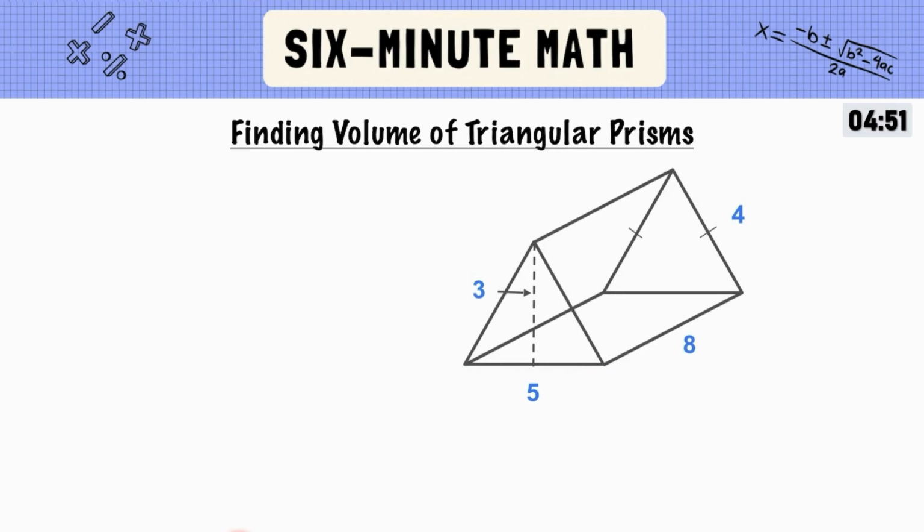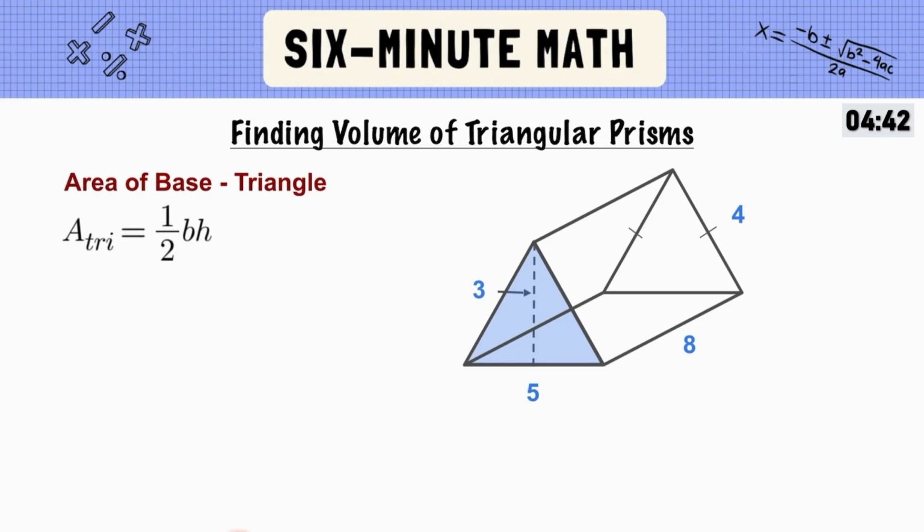We're going to find the volume of this triangular prism. To do that, we're going to find the area of the base, which is that triangle. The area of a triangle is 1/2 base times height. Our base is 5, our height is 3. So the area of that triangle is 7.5. That is going to be the base.